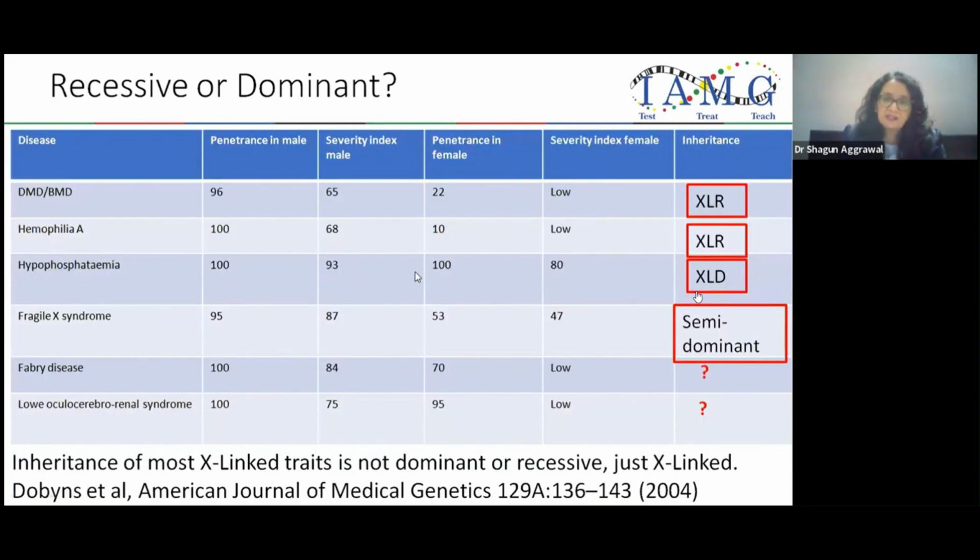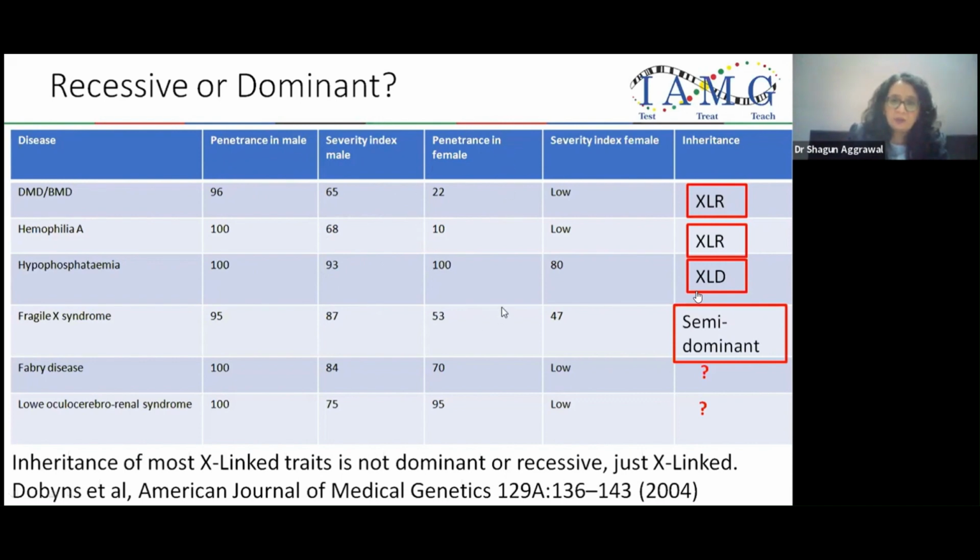So traditionally, we have classified the X-linked inheritance into the recessive conditions, which are manifesting in males and not in females, to the dominant conditions, which are manifesting both in males and females, to the semi-dominant ones, which manifest in some of the females. So the examples of that are given here. As we can see, in all the conditions there is 100% penetrance in the males, but the severity index could be different.